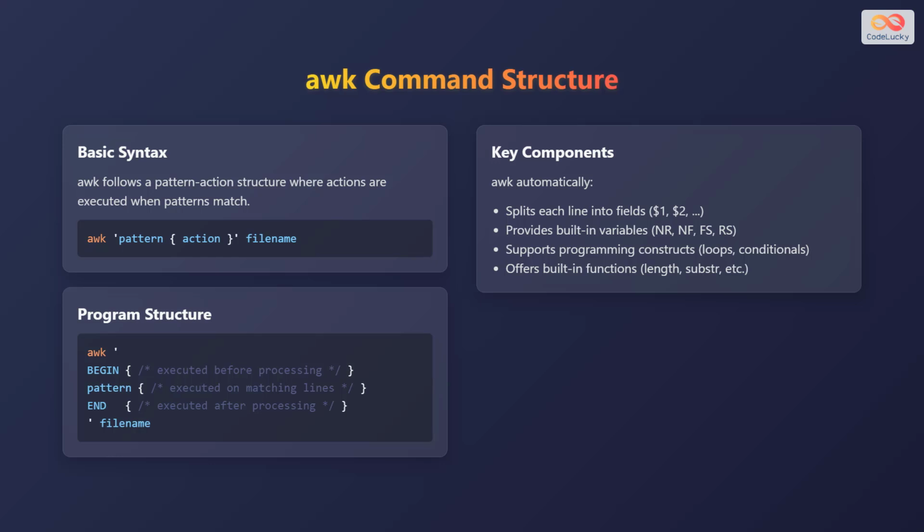Let us explore the key components of awk. Awk automatically splits each line into fields, accessible via $1, $2, and so on. It provides built-in variables such as number of records, which is NR, number of fields, which is NF, field separator, which is FS, and record separator, which is RS. Awk also supports programming constructs like loops and conditionals, and offers built-in functions such as length and substring.